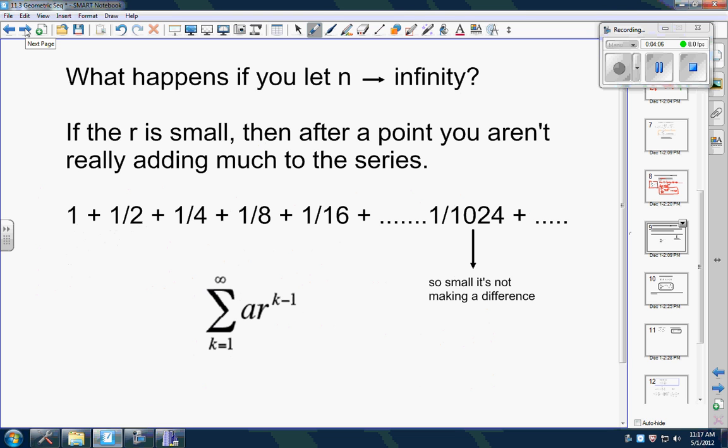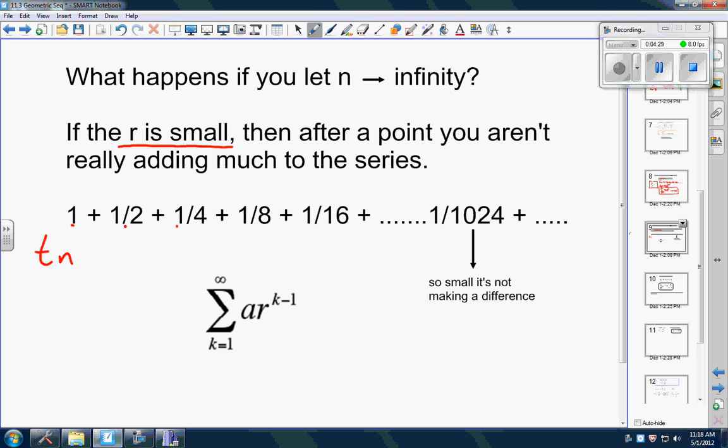Now, what happens if you let n go to infinity where the ratio is small? Like we had in that last problem where the ratio was 1/5. That's a small ratio. After a point, you aren't really adding much to the series. So for example, 1 plus a half plus a fourth plus an eighth.